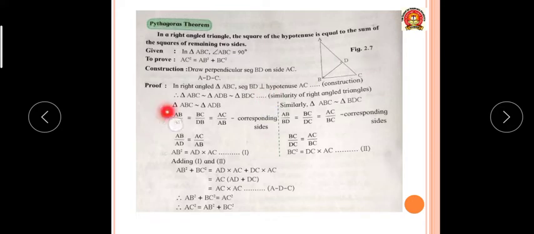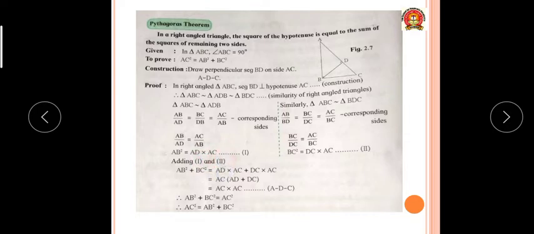Now take ABC and ADB. Triangle ABC is similar to ADB. AB upon AD is equal to BC upon DB is equal to AC upon AB. These are the corresponding sides. Therefore, AB upon AD is equal to AC upon AB. This is your first equation. After cross multiplication you will get AB square is equal to AD into AC.